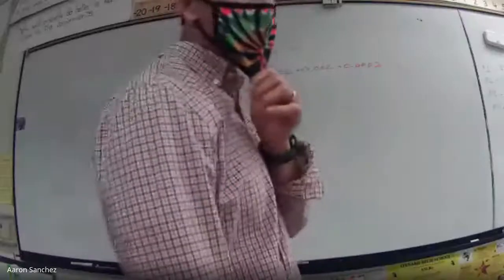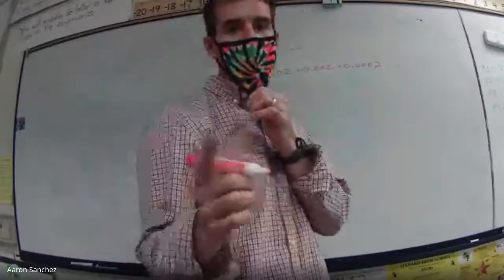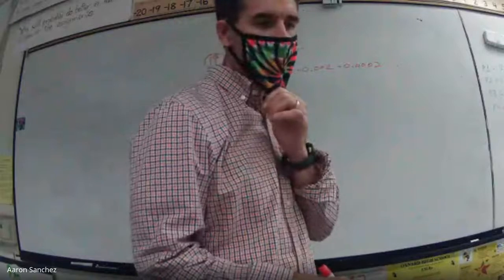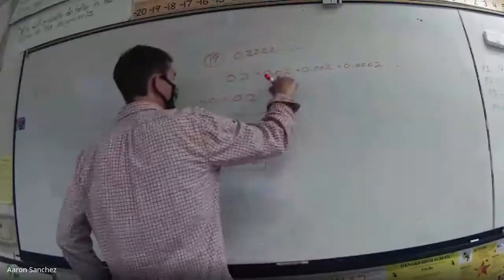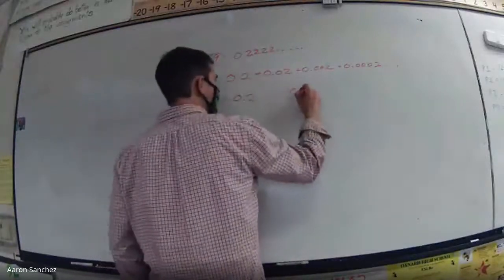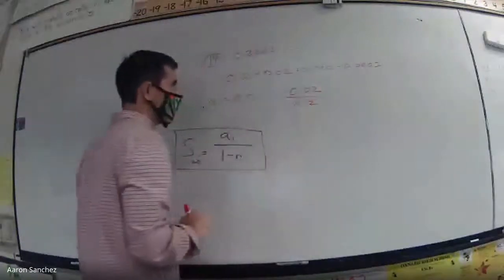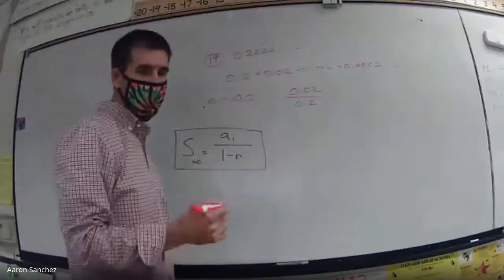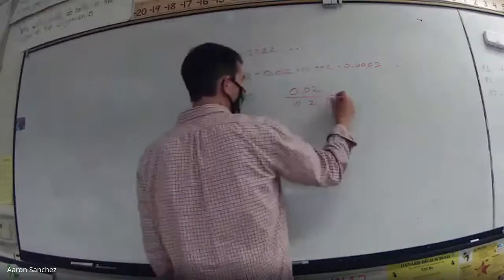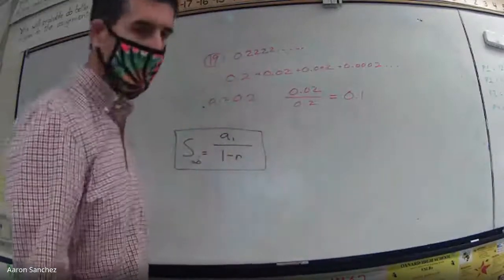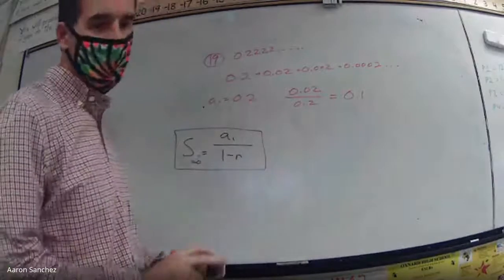I don't know. Remember how we did the common ratio before? We divide. What do I divide? The second term over the first term? Yes, exactly right. Second term divided by the first term, 0.02 divided by 0.2. You can divide it in the calculator, or you can move the decimal over, but it's going to be 0.1. Do 0.02 divided by 0.2, you should get 0.1.